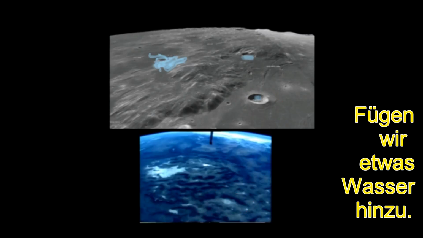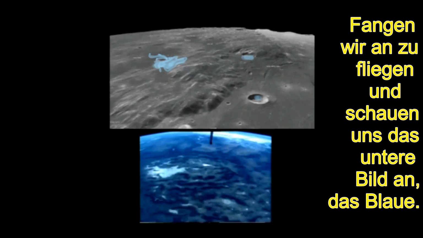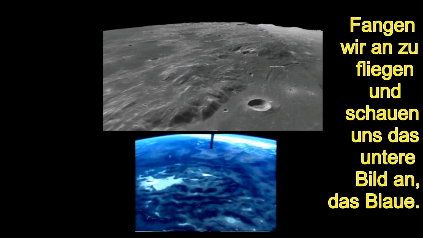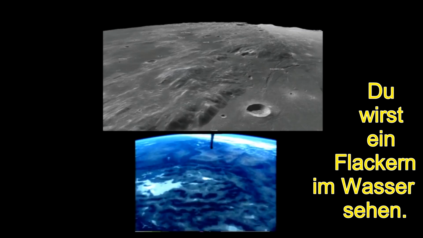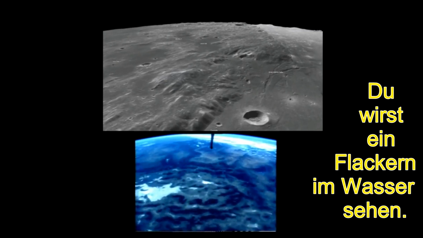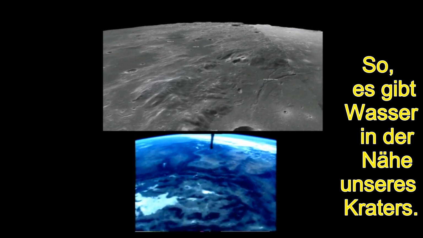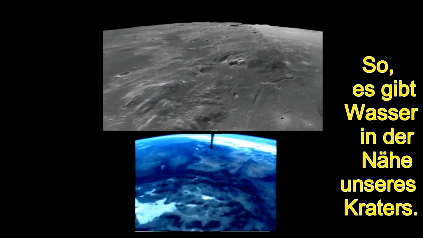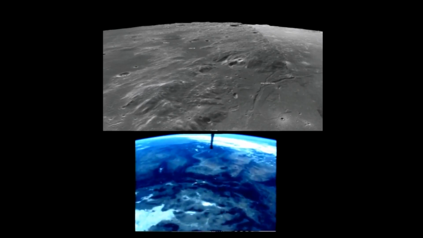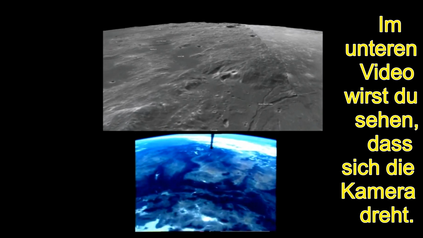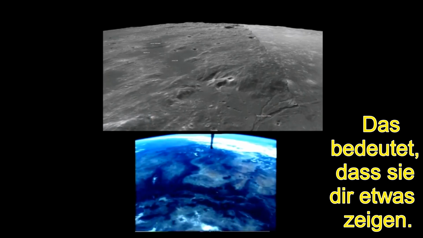Let's add some water. Let's start flying and look at the bottom picture, the blue. You will see some flickering in the water. So there is water near our crater. On the bottom video you will see that the camera is turning. That means they are showing you something.